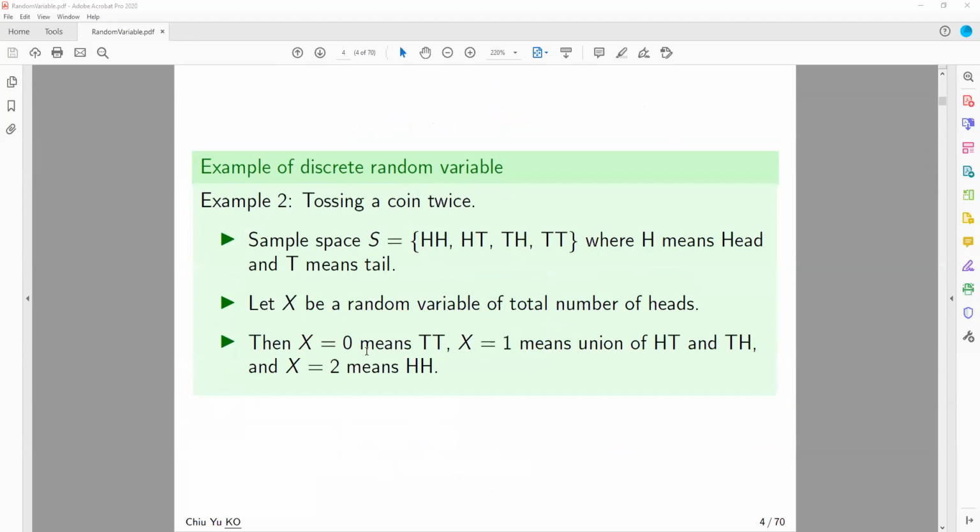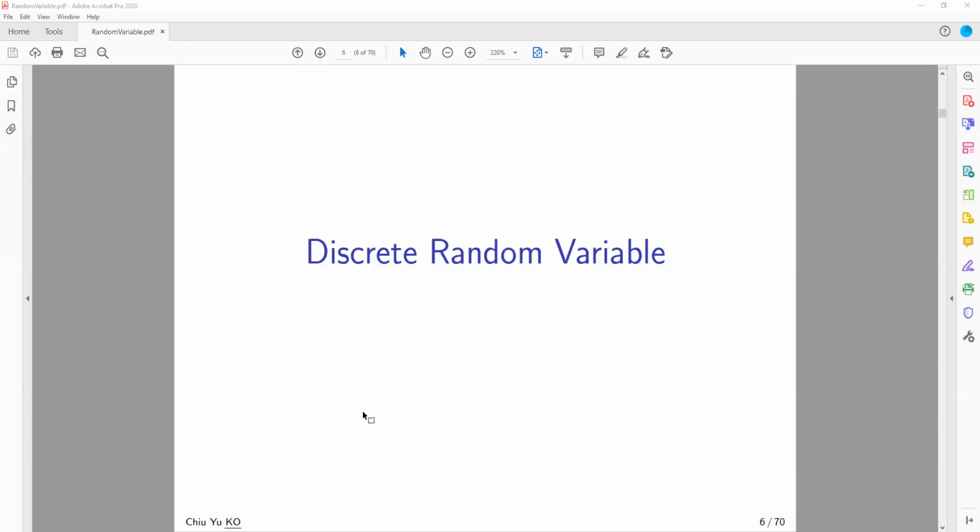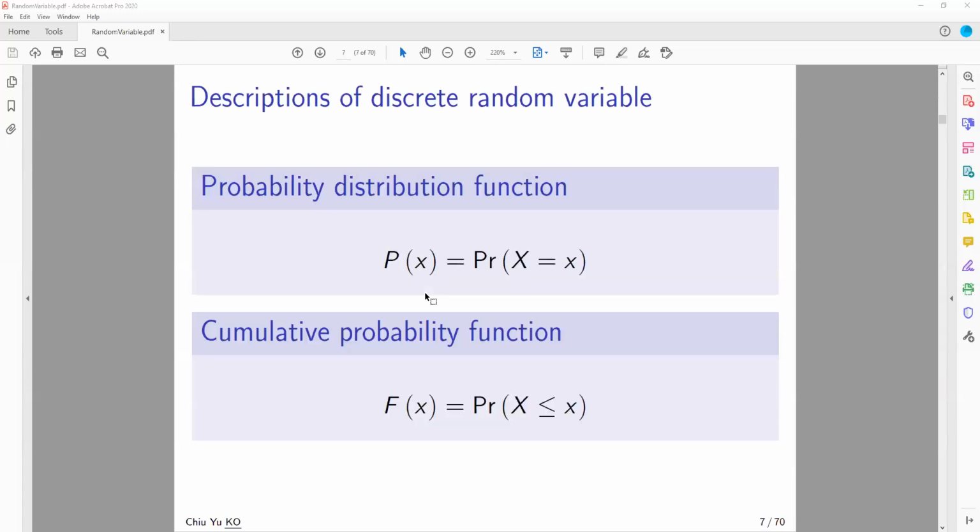The reason I do this is that sometimes we don't want to keep track of all the outcomes, but instead keep track of 0, 1, or 2. Because if you toss 100 times, the sample space expands crazily, since it's 2 to the power 100. But with a random variable, it's just a number from 0 to 100, which is much easier to describe and handle. And we talked about how to describe a discrete random variable. That's the goal of today.